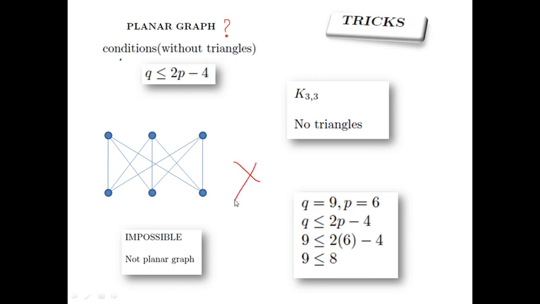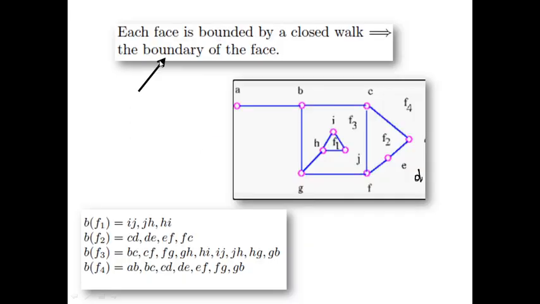Right. You can see the next one. Face: each face is bounded by a closed walk. Then that is called the boundary of the face. Each face, you know how to find the face. It is very easy to find. Each face is bounded by a closed walk. That closed walk is said to be the boundary of the face.